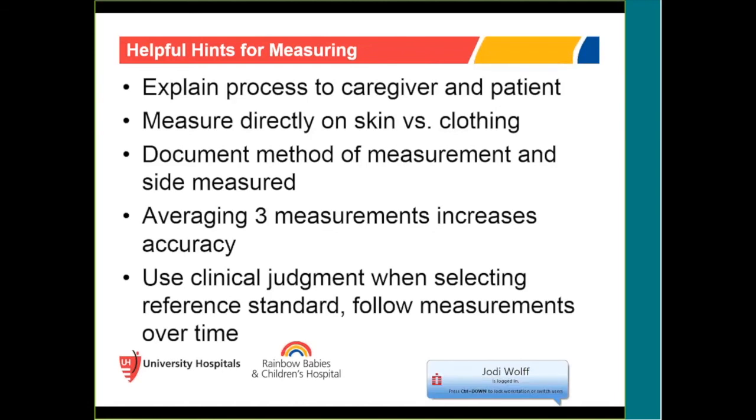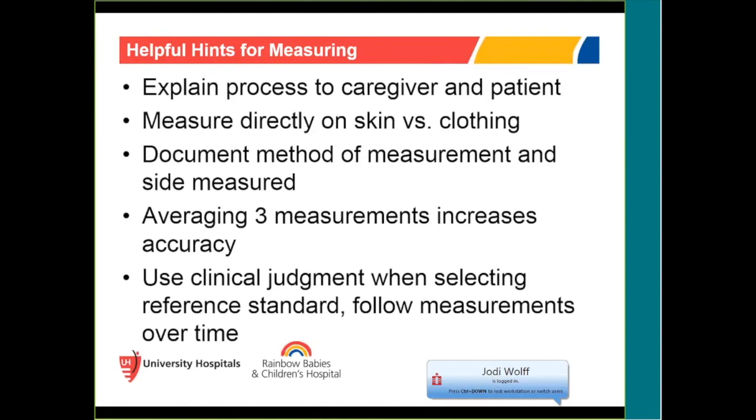We want to be sure that we're measuring directly on the skin and not the clothing, and that we're documenting the type of method that we use to measure the patient. So for example, if I use the knee height caliper, I'm going to say I measured the patient's right leg using knee height, or I'll use recumbent length. But I want to be sure that I documented that, so when the patient comes back to see me next time, that I measure them in the same way and that I'm measuring the same side.